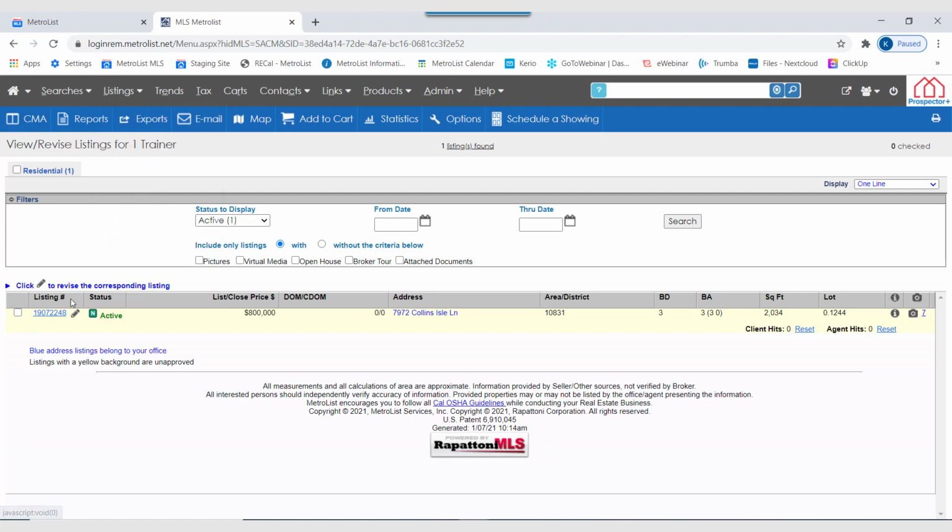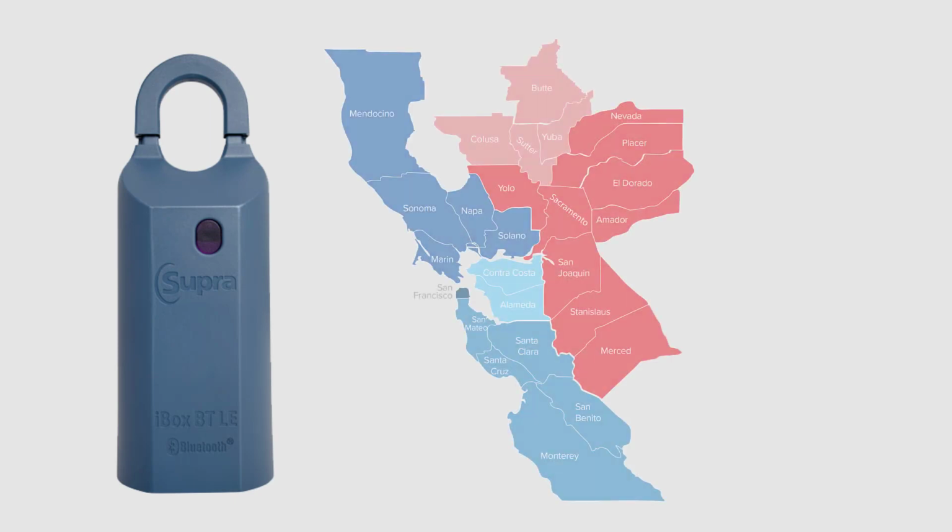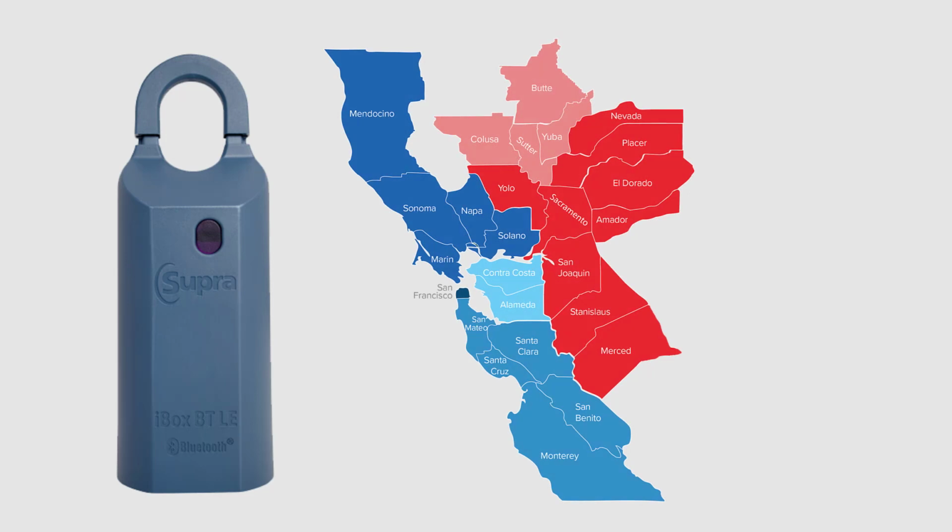You'll see your listings will appear here on this screen. You can click this pencil icon to go in to revise your listing. Okay, and one last thing I would like to add on keybox or lockbox access, and that is that if you are entering your listing into Prospector Plus and it is outside of MetroList primary regions, you will need to be sure that your lockbox is programmed to contain the MLS code in which your listing is located.